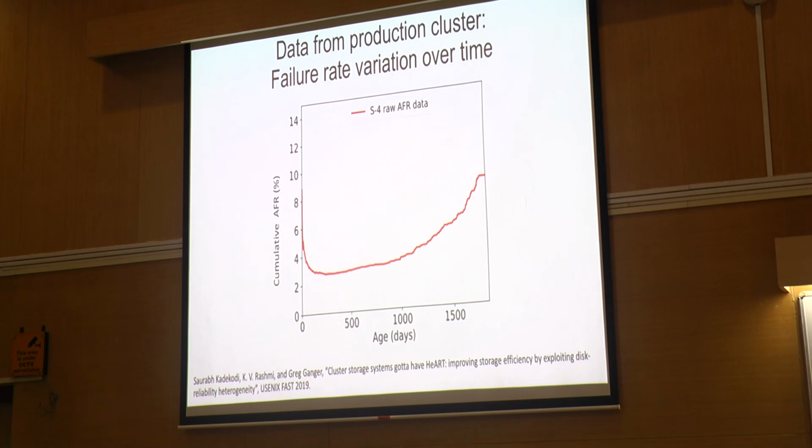Previously I showed you a textbook AFR versus time plot, and that's called a bathtub curve because it looks like a bathtub. Initially high, then pretty low and stable, and then high again. So this is a real-world bathtub curve for one of the disk make models that we saw. Again, the y-axis here is cumulative AFR, and the x-axis is age. Here also we can see it roughly takes a bathtub shape, and there is infancy, useful life, and wear out.